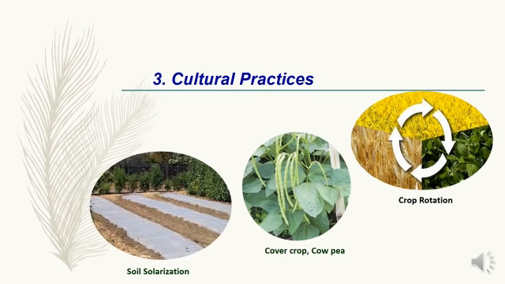Use of healthy planting material. In plants propagated by vegetative means, we can eliminate nematodes by selecting the vegetative part from healthy plants. We can go for summer ploughing. During the onset of summer, the infested field is ploughed with a disc plough and exposed to the hot sun, which in turn enhances the soil temperature and kills the nematodes.